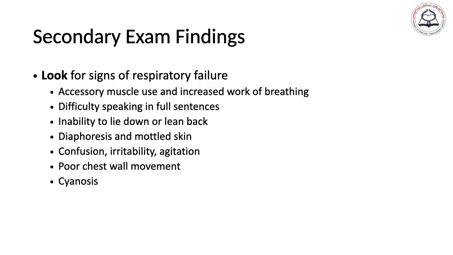The patient is using the accessory muscle. There is increased work of breathing. He has difficulty speaking full sentences. He cannot lie flat on the bed. There is sweating, diaphoresis, mottled skin. Some people are confused, irritable, and agitated because of hypoxia. And there is poor chest wall movement and cyanosis.